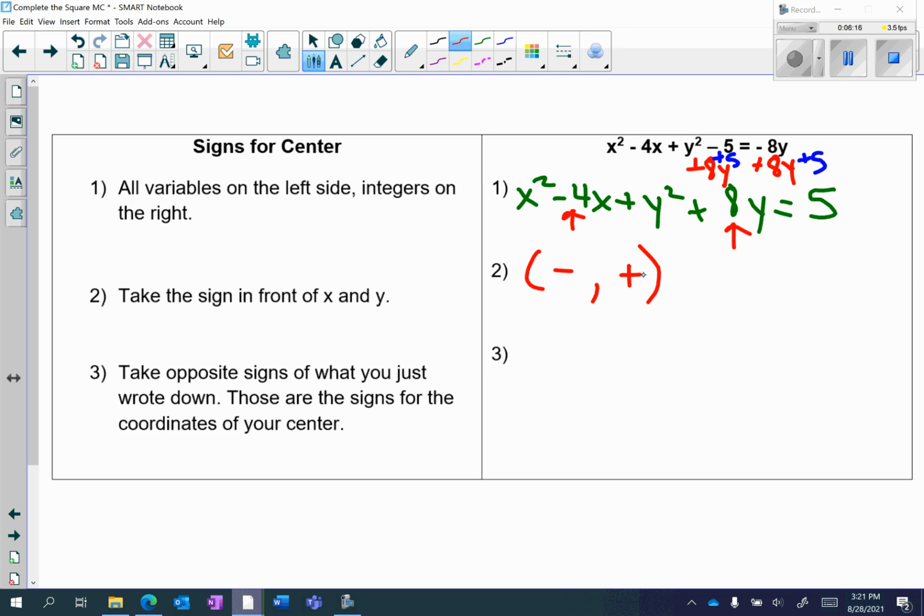Now you want to take the opposite signs of what you just wrote down. Those are the signs of the coordinates of your center. So now it's really going to be positive, comma, negative. And that's a great multiple choice strategy because you can always eliminate answer choices.